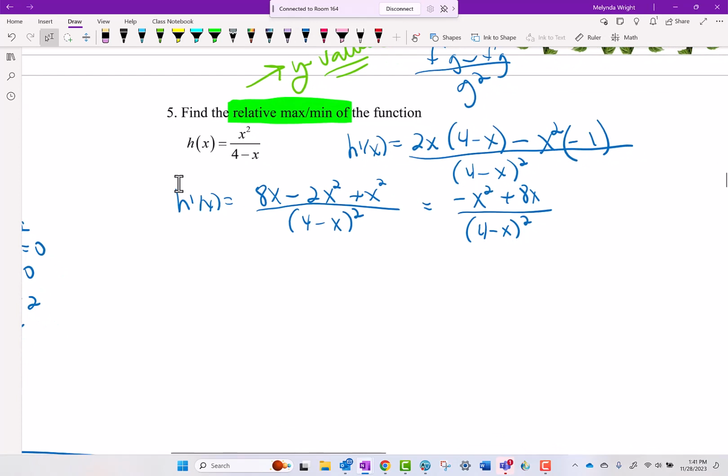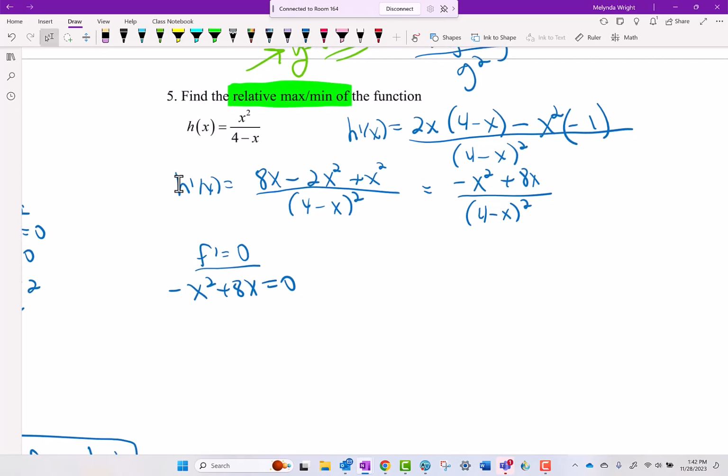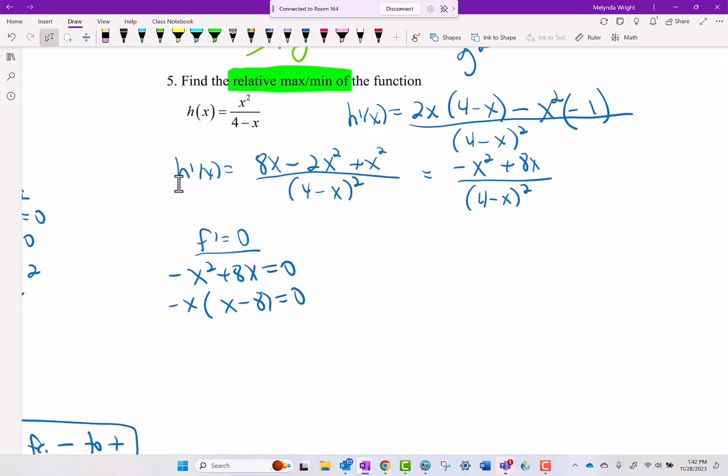So, and I'm just going to write out here, f prime equals 0. You don't have to do your work like this. I just really want to be clear as to what I'm doing. This is when f prime is 0. I would take the top, negative x squared plus 8x equals 0. I'm going to factor out a negative x. That leaves me x minus 8. So my critical numbers here are what? x equals 0 and x equals 8.